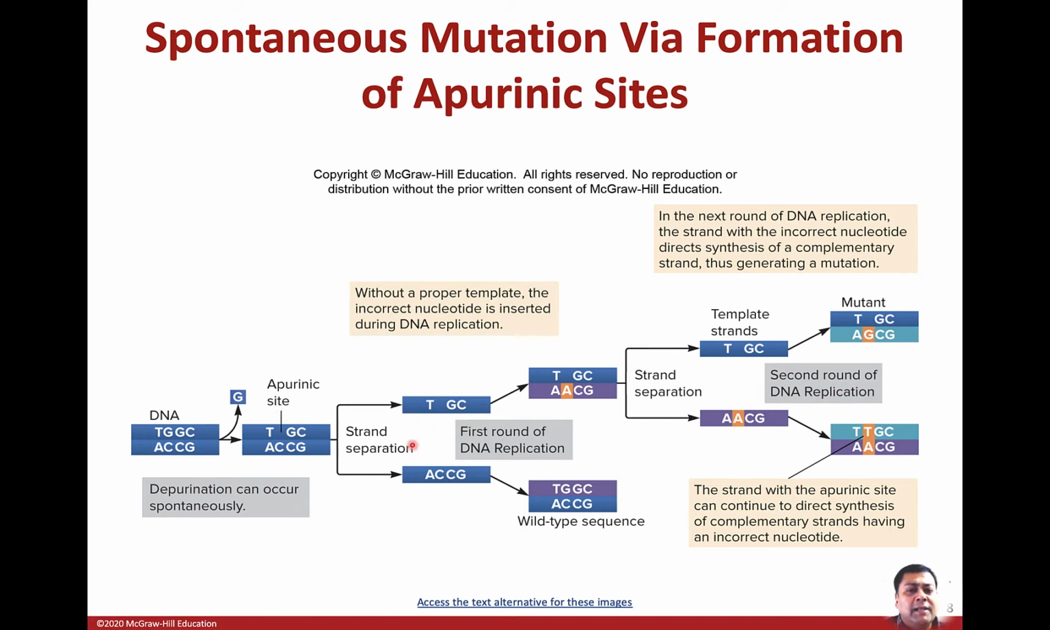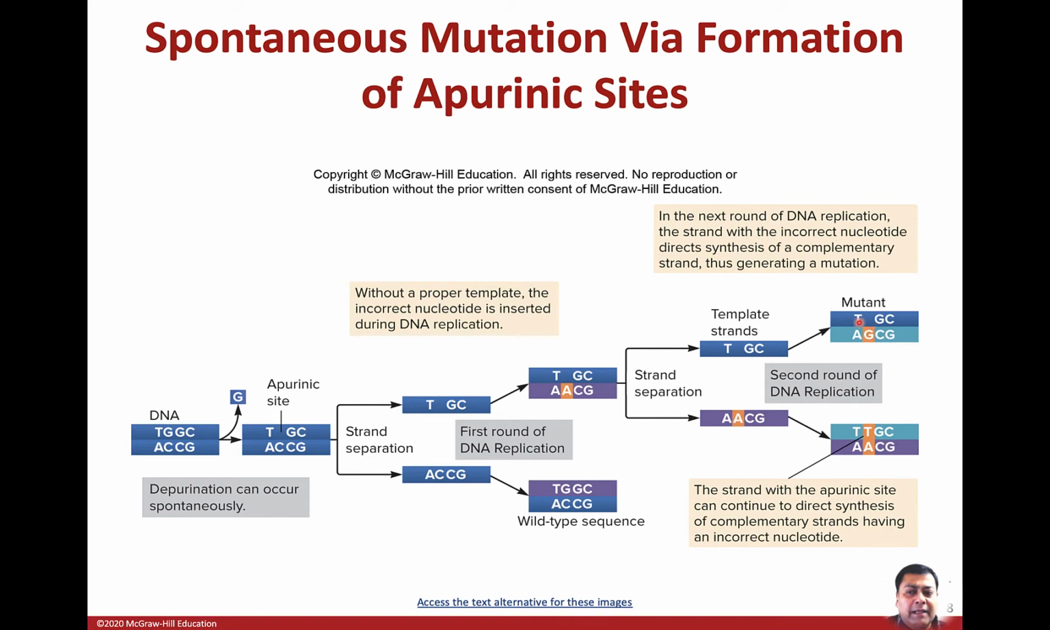So when you have the strand separation, your wild type sequence doesn't have any problem, no mutations here. In the first round of DNA replication, you have this ACCG. So that will have an AACG. You do not have anything in here. So when the strands actually separate, here you have a TGC, and here you have an AACG. So in the second round of replication, you are having an AACG or TTGC, whereas in the second round, this is the mutant, you have an AGCG.